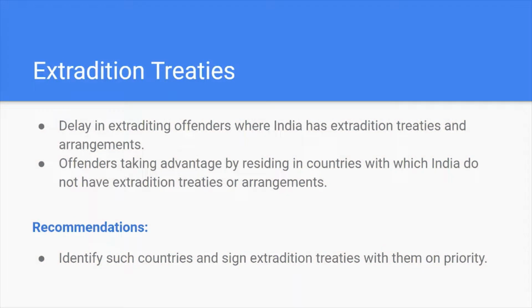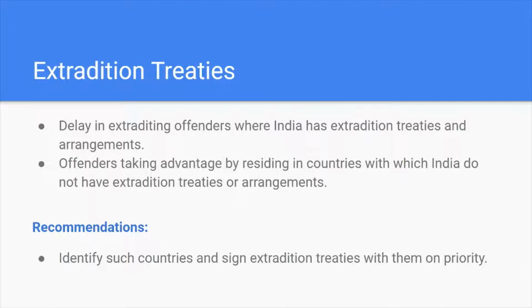But what we see is that there are some problems in executing these extradition treaties. These problems can be classified into two heads. First of all, there exists a delay in extraditing offenders where India has already signed some extradition treaties. Second issue is that these offenders often reside in those countries with which India does not have extradition treaties, making it more complicated to bring these offenders back to India.